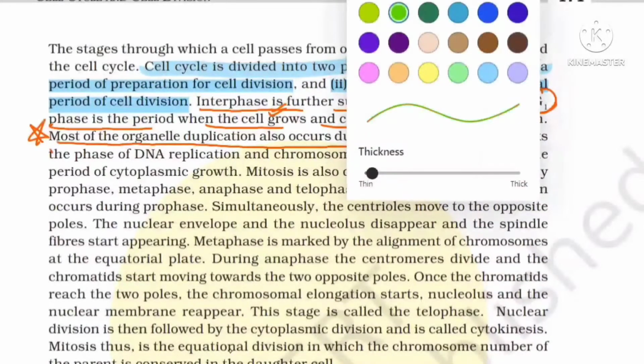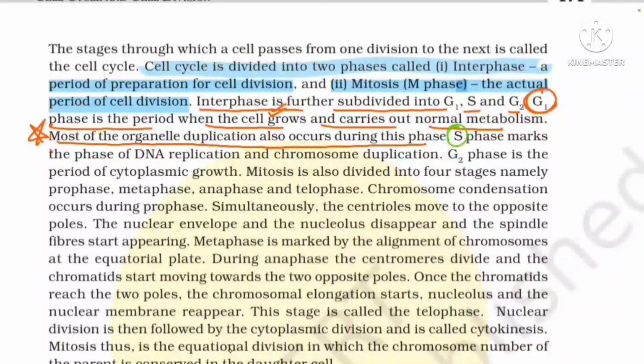Now come to the S phase. S phase marks the phase of DNA replication and chromosome duplication. I was trying to explain this word only: chromosome duplication, we say. Is it clear? It is nothing but the making of a second chromatid. The making of a sister chromatid is going on, because that will separate and behave like a daughter chromosome.